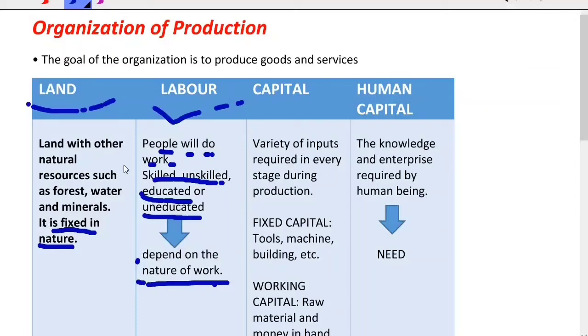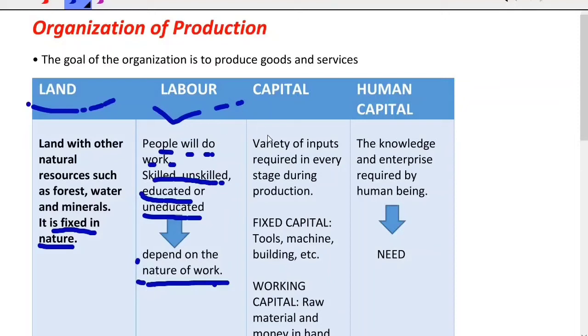Some work can only be done by skilled persons or by educated persons. Like in IT industries, services are provided only by educated persons. And some types of work can also be done by uneducated persons, like farming. An electrician may also be uneducated, and he can also provide services. So all types of persons are required: skilled, unskilled, educated and uneducated. It totally depends on the nature of work.